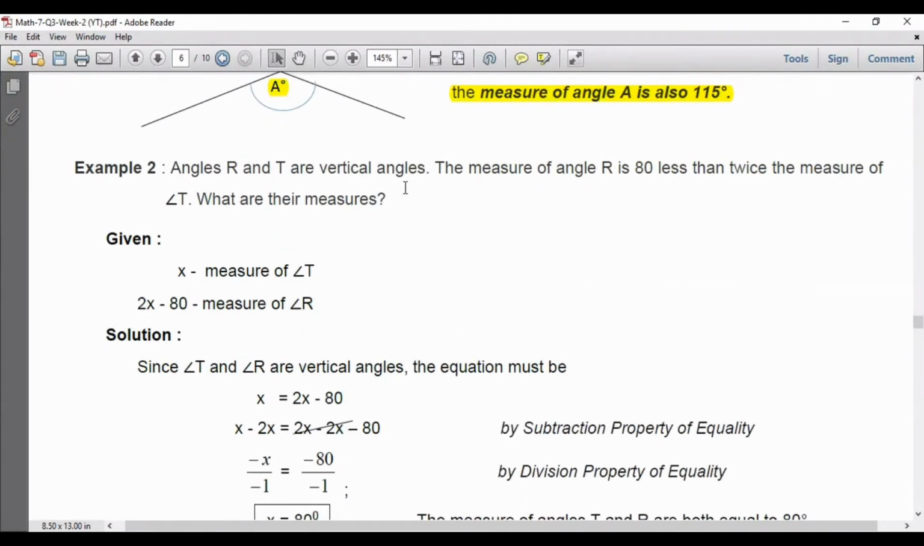Angles R and T are vertical angles. The measure of angle R is 80 less than twice the measure of angle T.